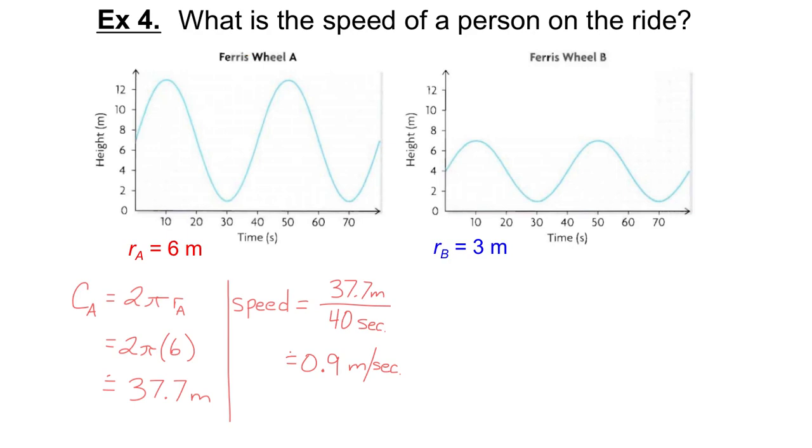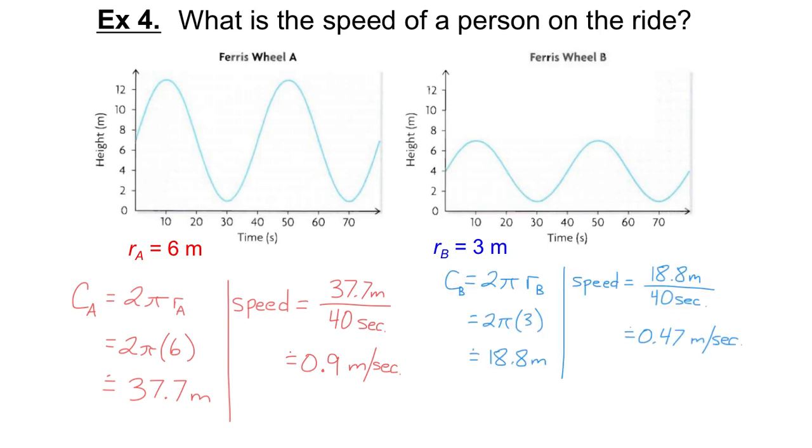Now I'd like you to pause the video and try to find the speed that you're traveling on Ferris wheel B. If you follow the same method as I outlined here, you'll find that the circumference of Ferris wheel B is about 18.8 meters. So you travel 18.8 meters in 40 seconds, that's the length of one cycle. 18.8 divided by 40 is approximately 0.47 meters per second. That's the speed on Ferris wheel B.